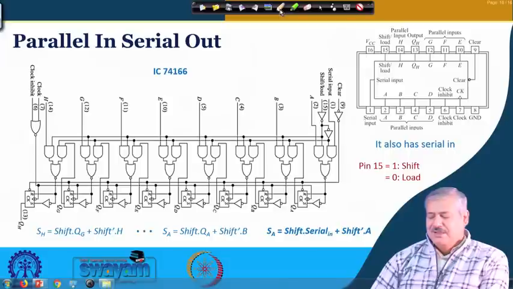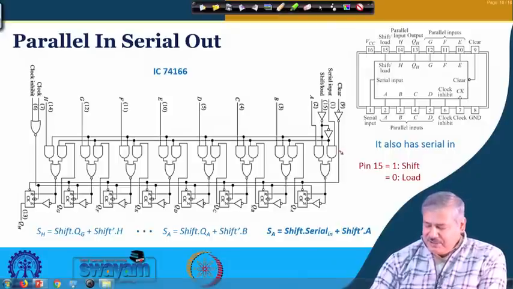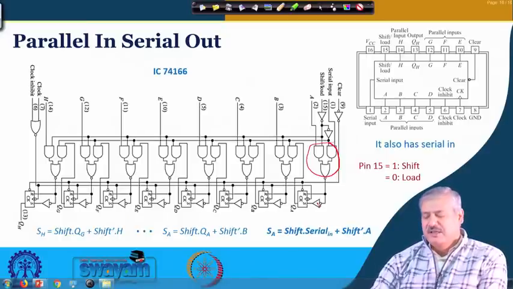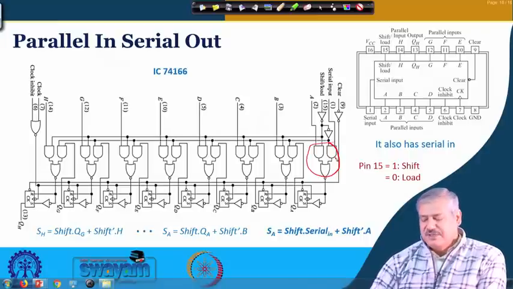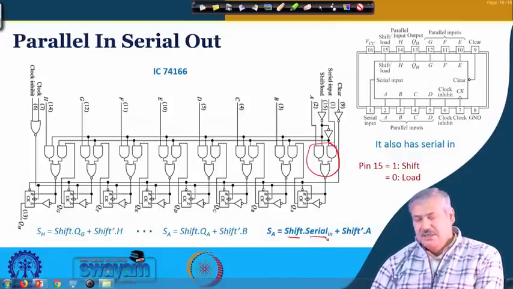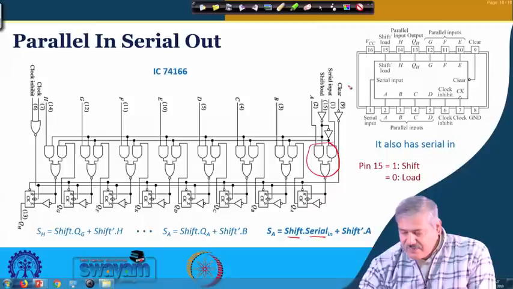So what is it? This particular block, if you look at it, there is an inverter here and there is an inverter over there. If you put them together, basically it is an SOP realization that you have. This SOP realization, if you look at it for SA, this is shift here ANDed with serial in. This is your serial in.